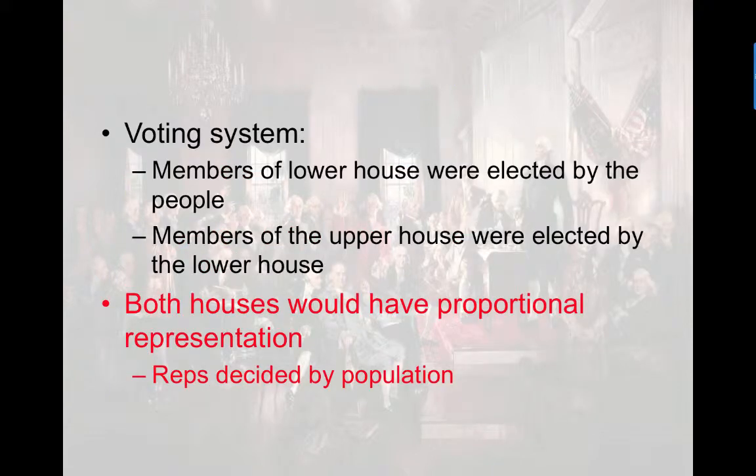It had a very complex voting system in which members of the lower house, we call them the House of Representatives now, were elected by the people, and then the Senate, the upper house, would be elected by the House of Representatives. But both houses would have proportional representation. Representatives, in other words, would be decided by the amount of people they had, by the population. Now keep in mind, Virginia is one of the most populated states at the time.